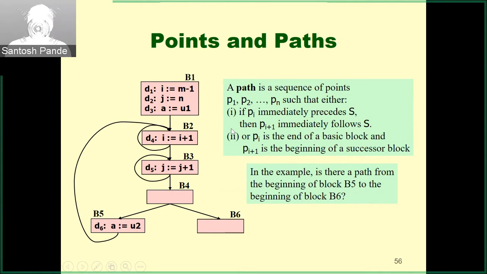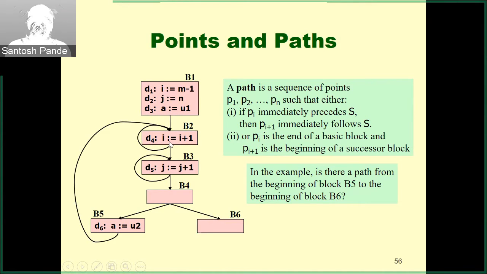So a path is along where the value can potentially go around, and if there is no path, of course, the first observation that leads to is that if there is a path, the value can go from one place to the other. For example, consider this I is equal to I plus 1 value, D4. The question is, can this value ever go to the D1 program point? The answer to that is no, because there is no directed path from D4.